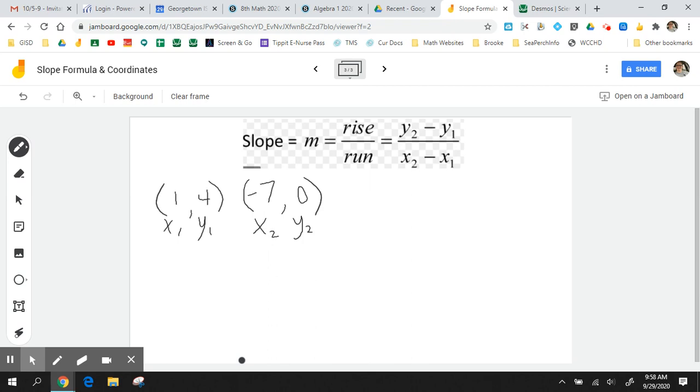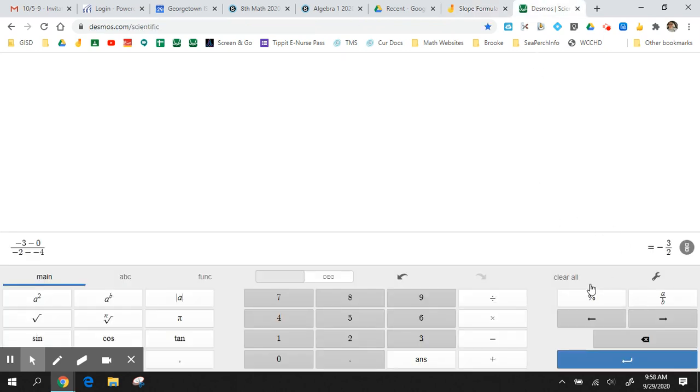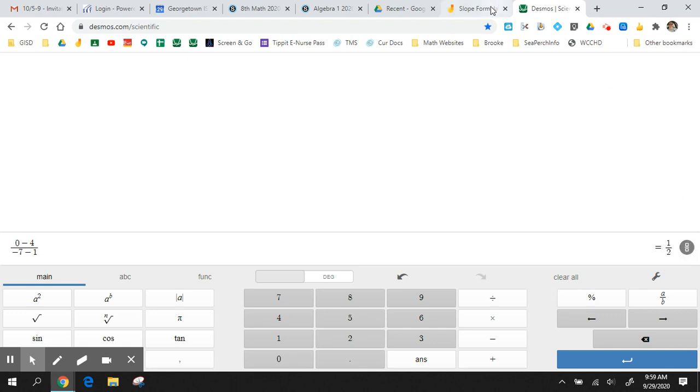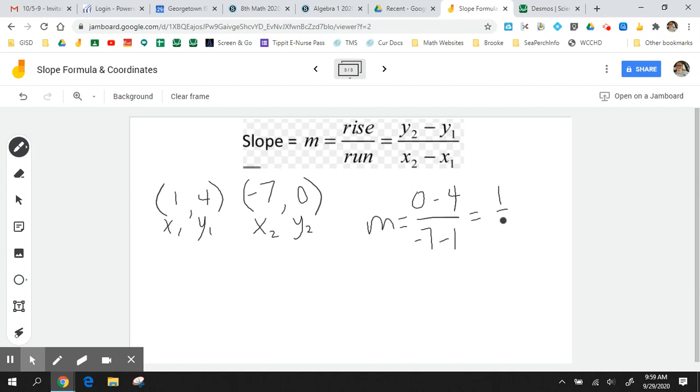All right, welcome back. To solve here, I'm going to put that m equals y2 minus y1. So 0 minus 4 and x2 minus x1. So -7 minus 1. And I'm going to go to Desmos. Let me hit clear all. 0 minus 4. And it was -7 minus 1. So 1/2. Did you get 1/2?